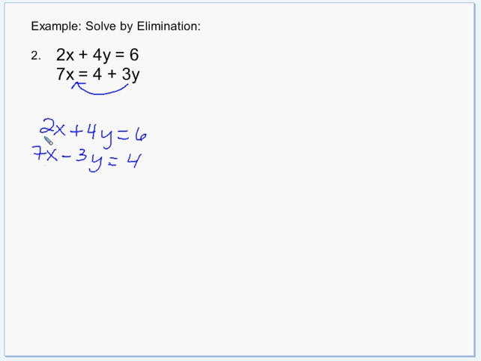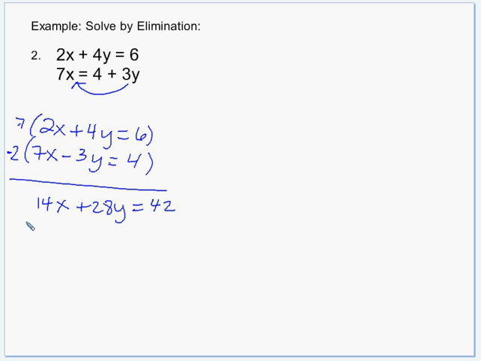Now on the x's, I look at 7 and 2. The one number they both go into is 14. So I'm going to times the top one by 7 and then the bottom one by 2. Now since they're both positive, one of these has to be a negative. I'll just pick the bottom. So we're going to take this number and distribute it all the way through the whole equation. So we're going to have 14x plus 28y equals 42. Then we're going to have negative 14x plus 6y equals negative 8.